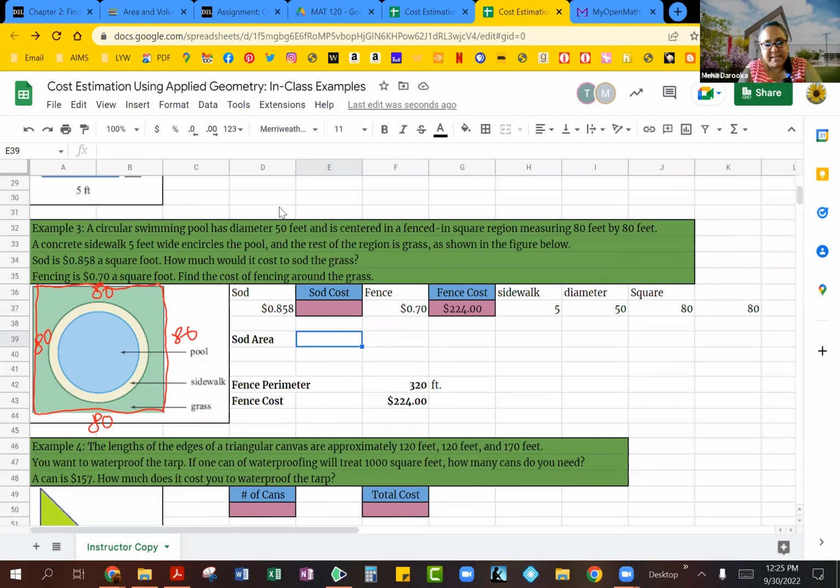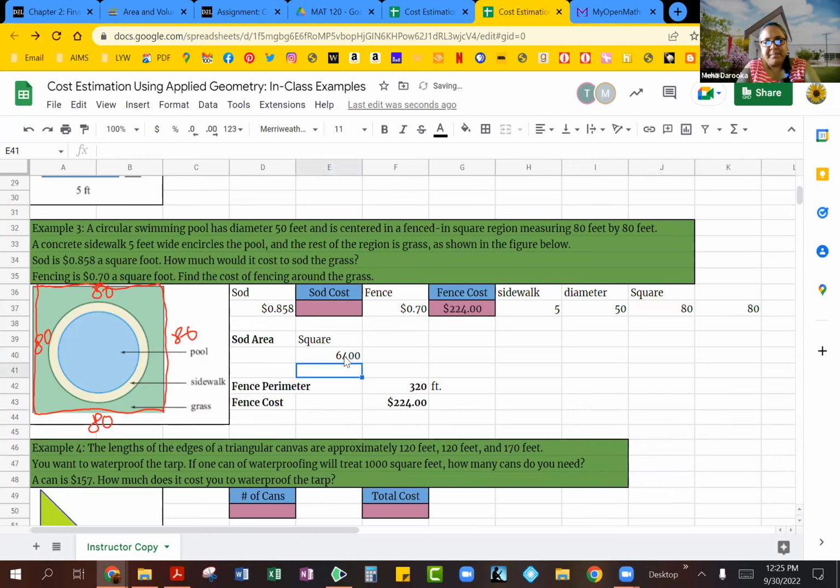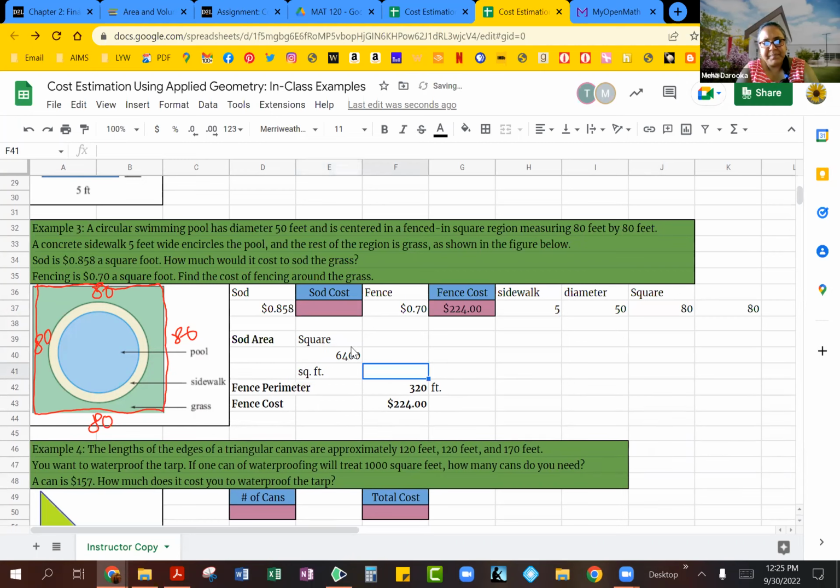So let's break this down. We're going to do the square part first. Very nice. Yeah, Brooks, very good. So let's do the square. Why is this guy not letting me type? There we go. So for the square, you're just going to do 80 times 80. And this will definitely be square feet.